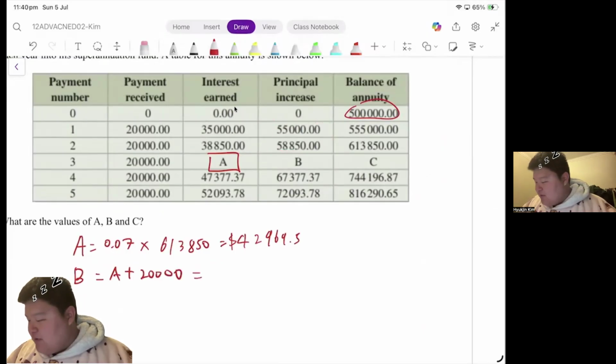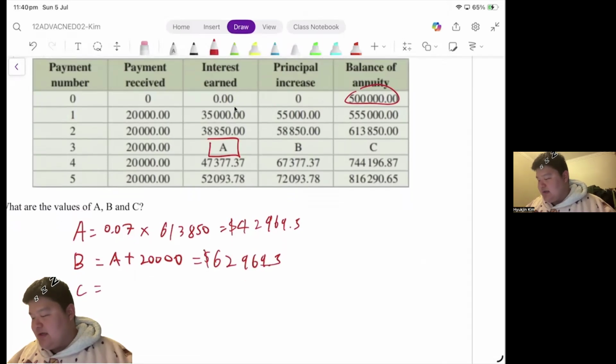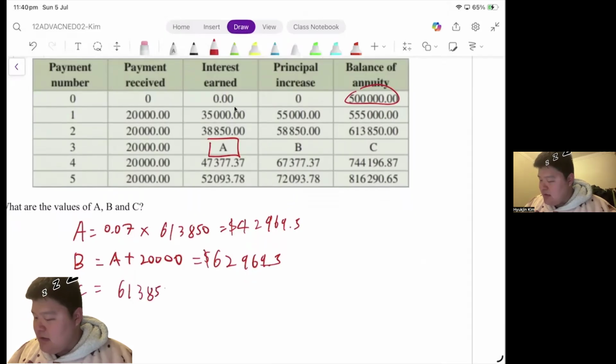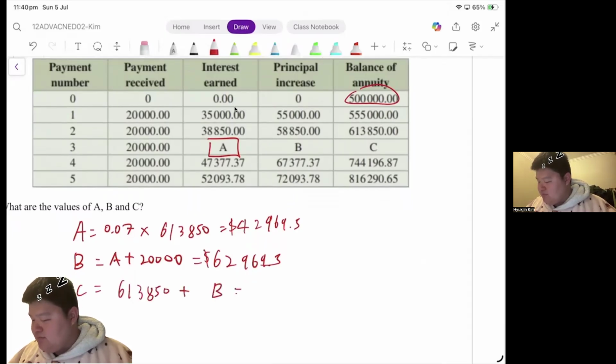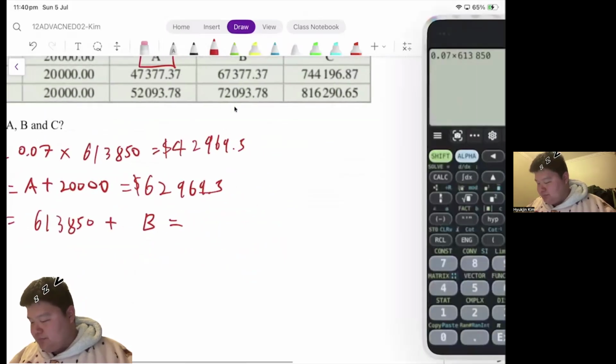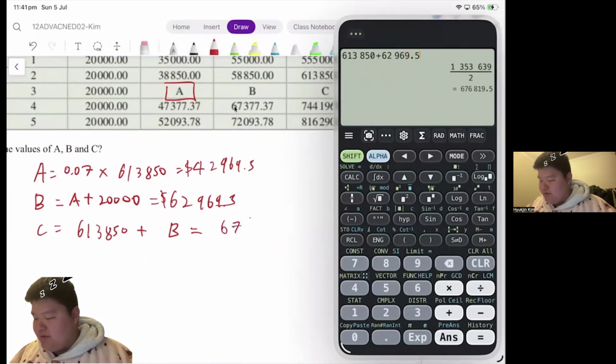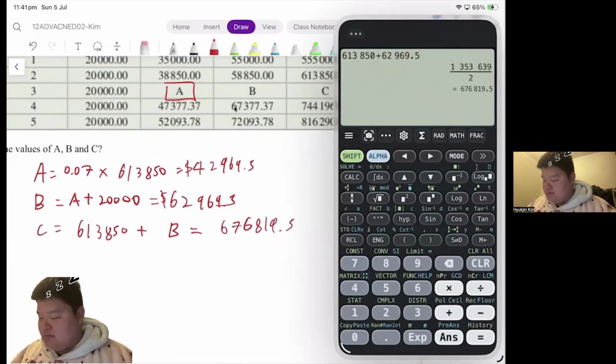So now we notice B is just going to be $20,000 plus that, which is 62,969.5. Now, C, we just have to add them all up. From the previous year, we're adding B. That gives $676,819.